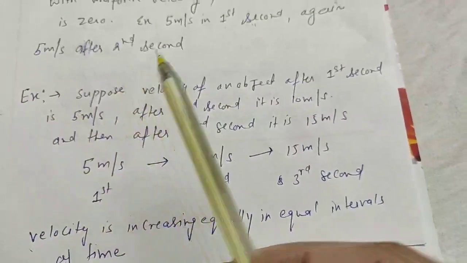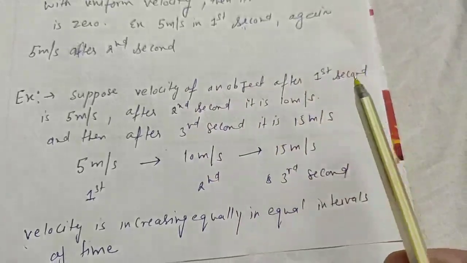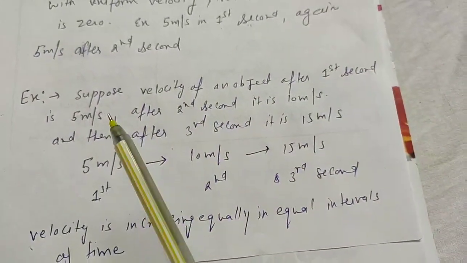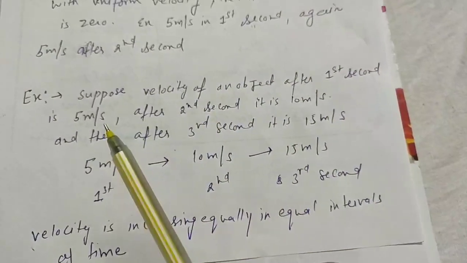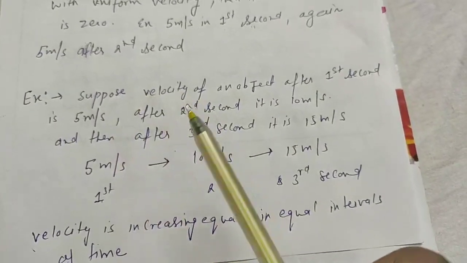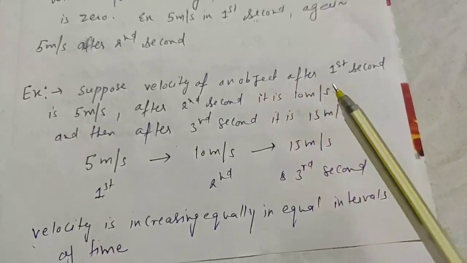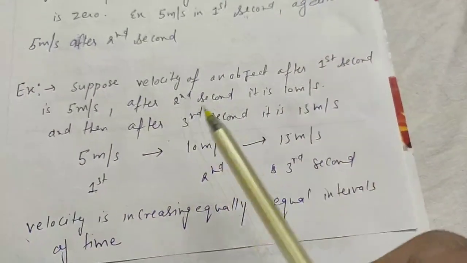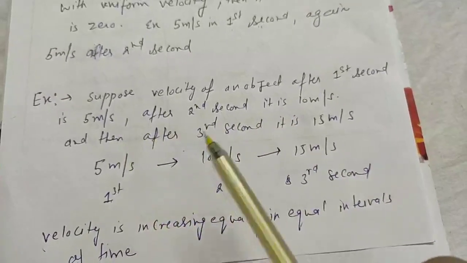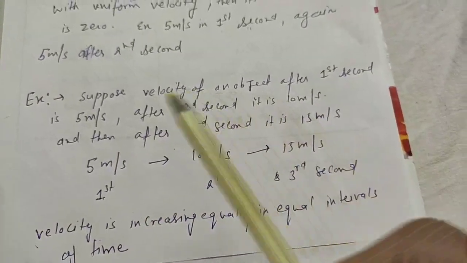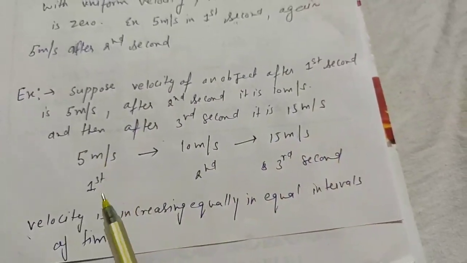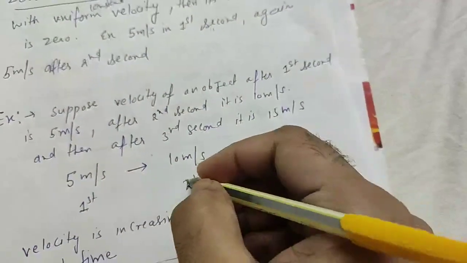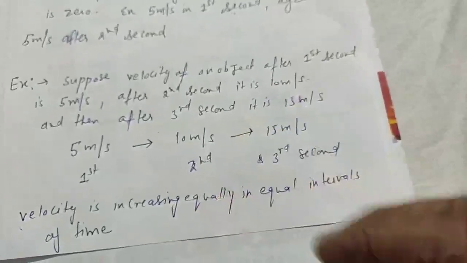Suppose the velocity of an object after the first second is 5 meter per second. After the second second its velocity is 10 meter per second. Means from 5 it becomes 10. What is the difference? 1 second. Then after the third second its velocity increases to 15. So after the first second it is 5, after the second second it is 10, then after the third second it is 15.